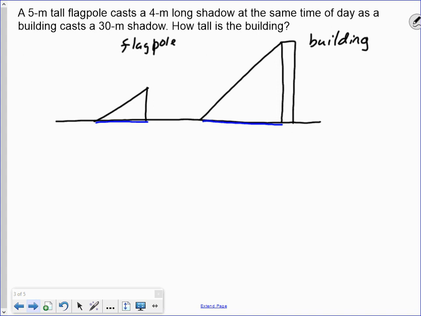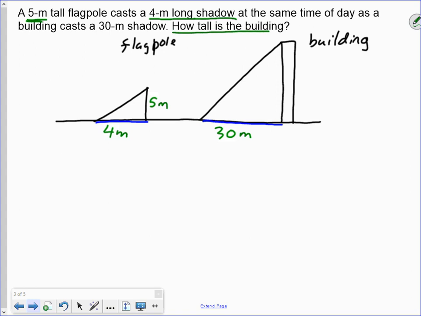Now, what information are we given in the question here? We are told that our flagpole is 5 meters tall and its shadow is 4 meters long. So this shadow down here is going to be 4 meters long, at the same time of day as a building casts a 30-meter shadow. So the building shadow is going to be 30 meters long.